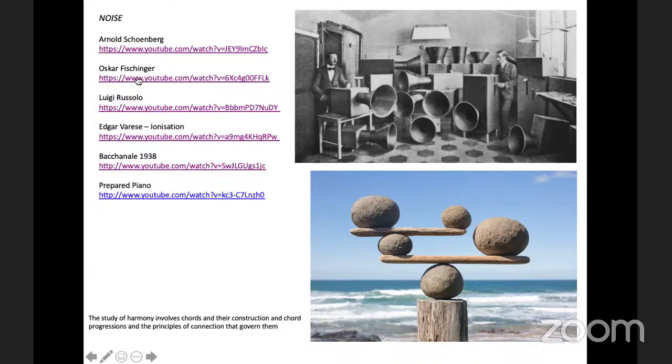From this, Cage concluded that noises were just as musical as so-called musical sounds. He was writing many percussion works after that time, in the 30s. Maybe today we've come to accept the idea that noises can be included in music, but at the time it was really pretty radical. Let's just look at Fischinger's beautiful optical poem here.